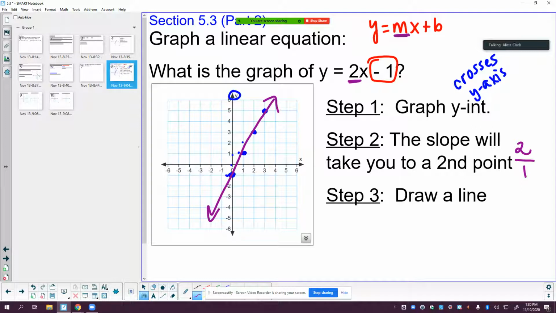So this is just another way to graph equations, just a little bit easier because you don't have to do any of the table information. You always start with the y-intercept, and use the slope to take you to a second point. Are there any questions about how we got anything on this graph?